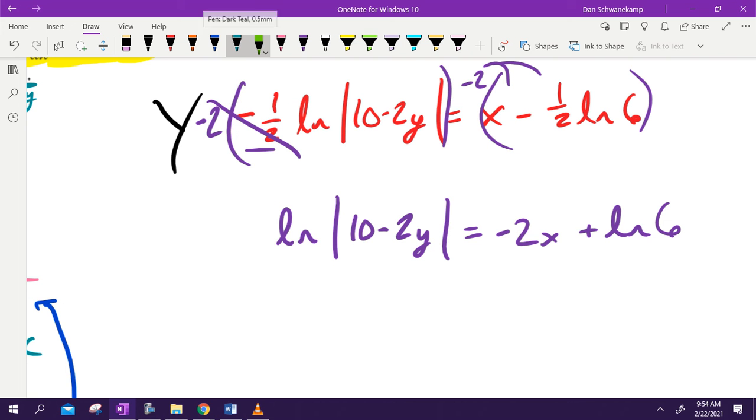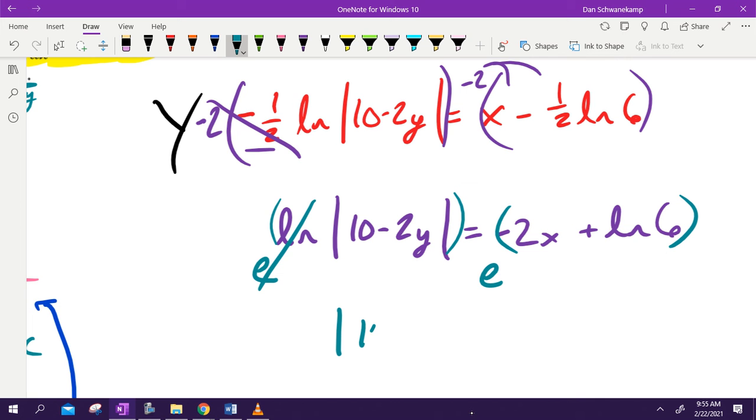Not yet. What's on the outside of that? I got to get rid of the ln first. I got to take piece by piece. So if I want to get rid of ln, what am I going to do? Yep, raise both sides to the e power. So this whole thing is to the e. This whole thing is to the e. What's going to happen when I have e and ln next to each other right here? Cancel. So I'm just left with the absolute value of 10 minus 2y.